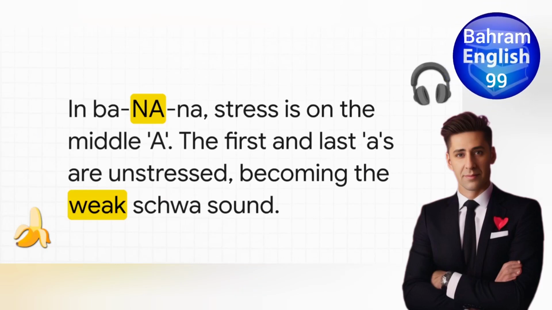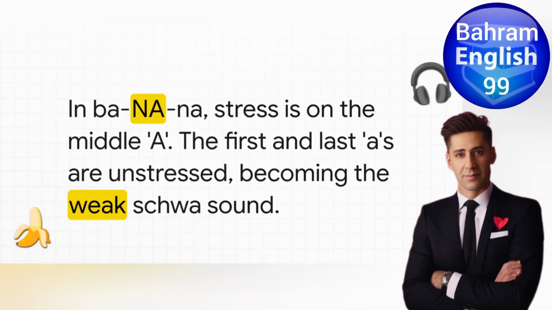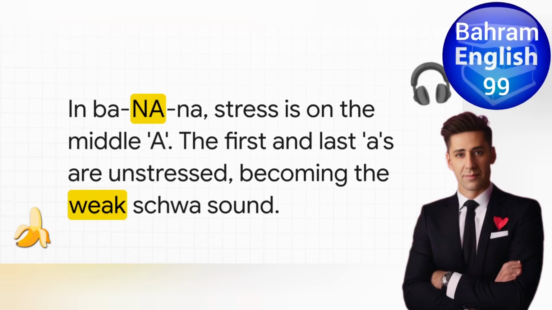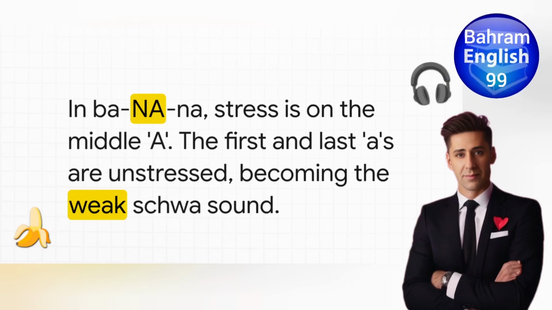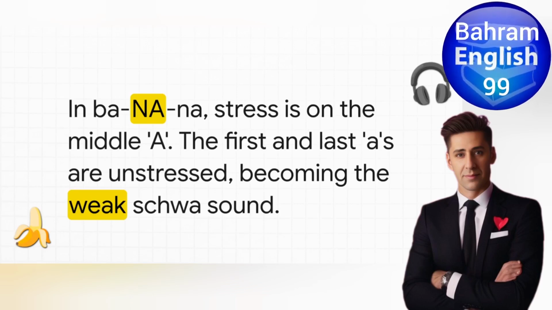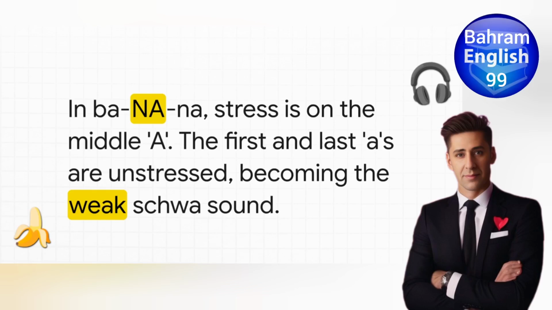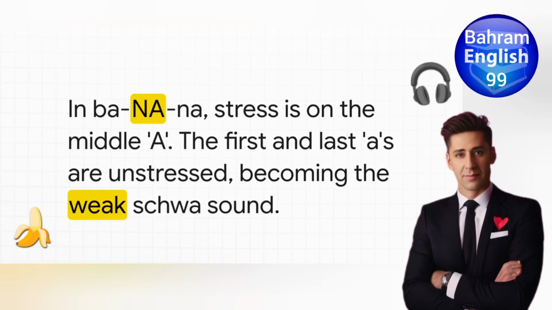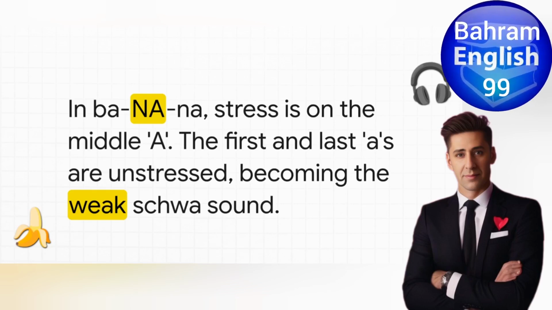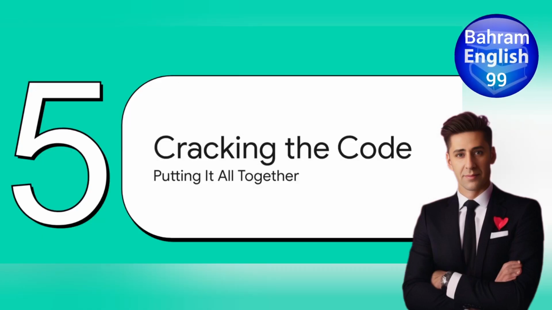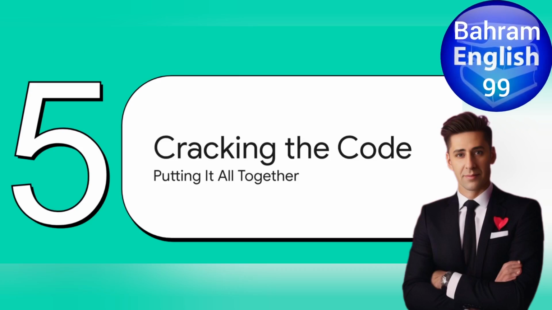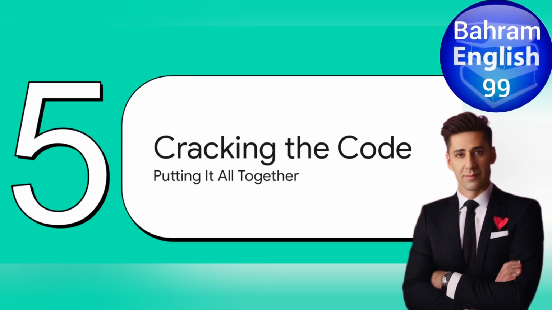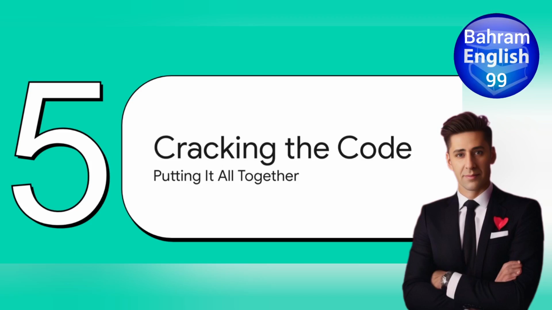Listen for the energy, the stress. Banana. The stress is right in the middle, so that middle A gets a clear sound. But what about the first and last A? They're unstressed. They're weak. So they become the schwa. It's pronounced banana. Understanding this is everything for getting the natural rhythm of English. Okay, this is it. Section 5. We've gathered all our clues. It's time to assemble all the pieces and finally crack the A code wide open.